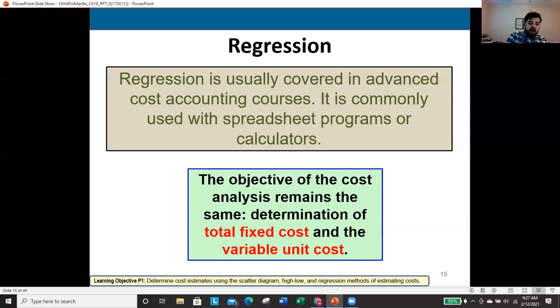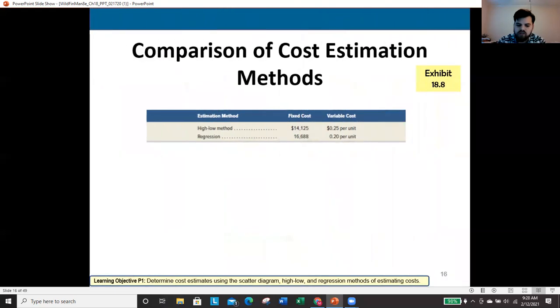So regression, a lot of good stuff here, a lot of fun to play around with. I strongly recommend, if you're going into accounting, you spend some time really understanding and really paying attention in the courses where you really get to play with it. But otherwise, for here, just know it is a good method. It will possibly pop up, but really the same thing here is true. We're just trying to determine the split between variable and fixed.